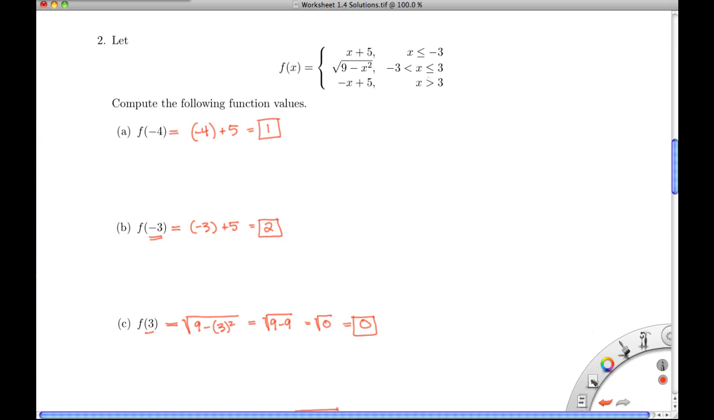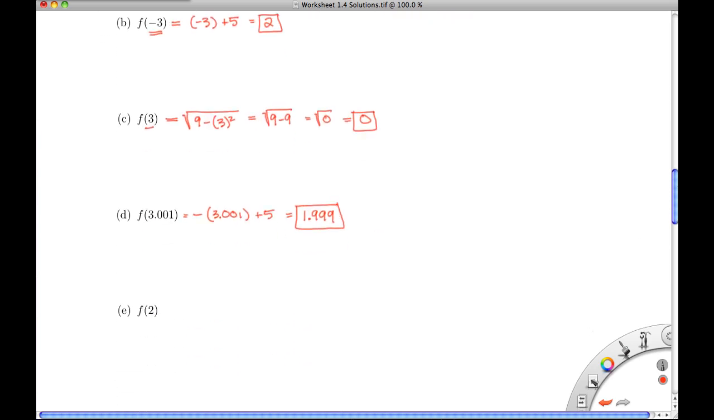So 2 is a number less than 3, but still greater than negative 3. So we're going to go ahead and go back to using this one, the square root of 9 minus x squared. So this will be equal to the square root of 9 minus our x value, in this case 2, squared, gives us the square root of 9 minus 4, which gives us the square root of 5. And we're going to go ahead and leave it like this. Unless you're asked to round, normally we want to keep answers exact, and with square roots, if it doesn't simplify, just go ahead and leave it as a radical unless you're instructed otherwise.